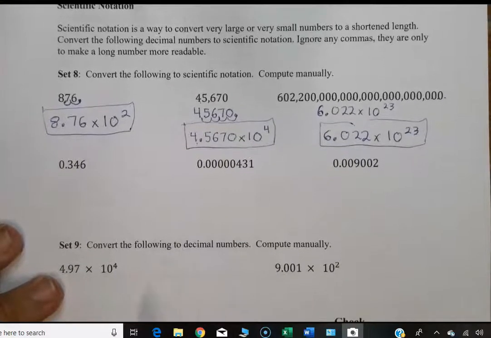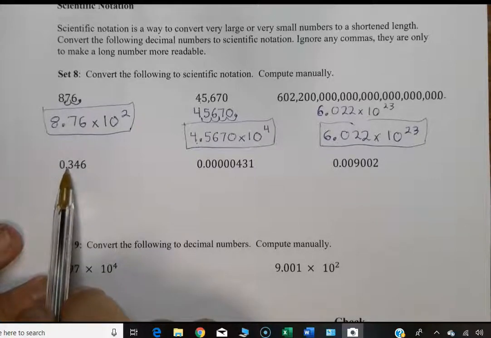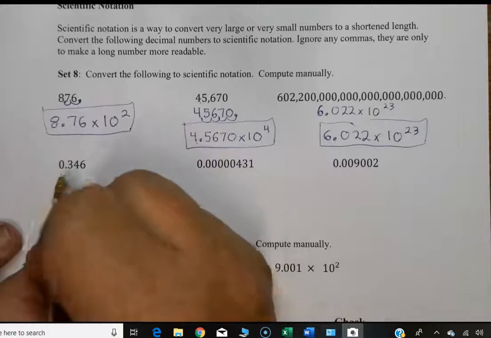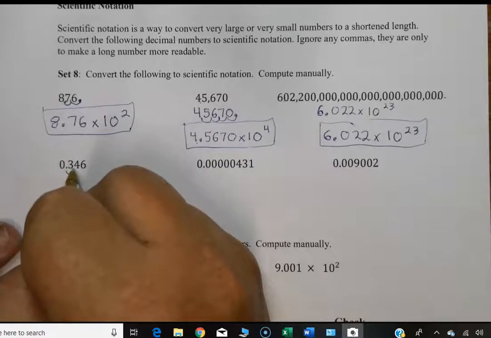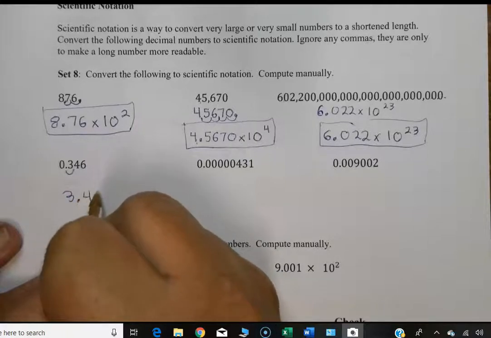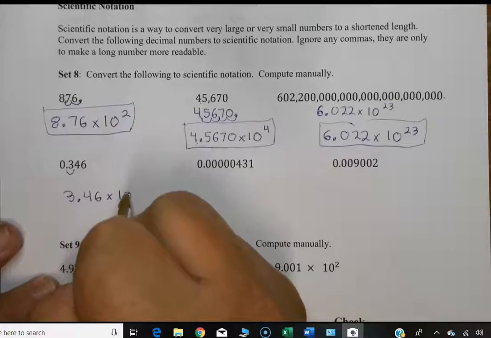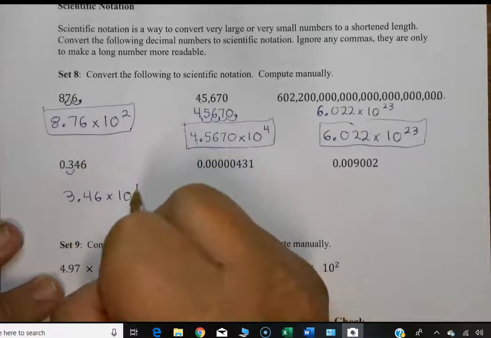All right, so how do we do this? Well, you already see where your decimal point is here in these. That makes this a little easier. Where do you move it? Well, if you want a number between 1 and 10, you move it over one space to the right. So you have 3.46. And that's going to be times 10. And you move the decimal over one place.